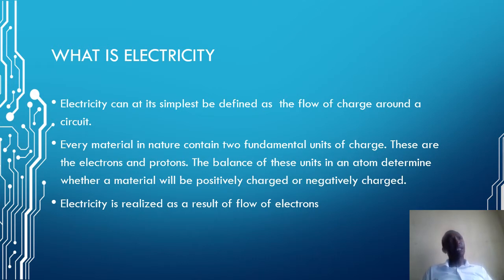And what we need to know is what do we understand by the term electricity? Electricity in its simplest can be described as a flow of charge around a circuit. Every material in nature contains two fundamental units of charge. It can either be positively charged because of the protons' abundance, or negatively charged because of the electron abundance.